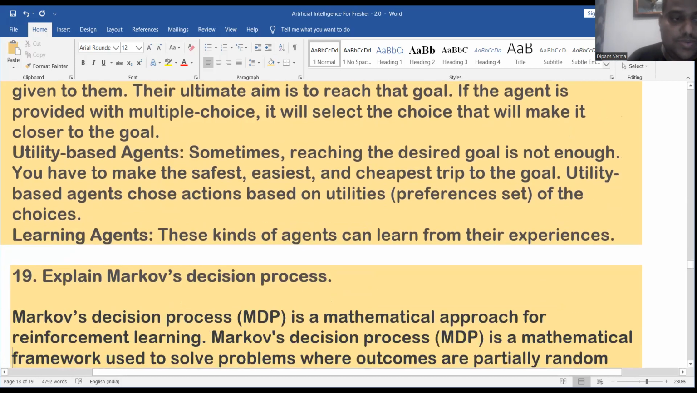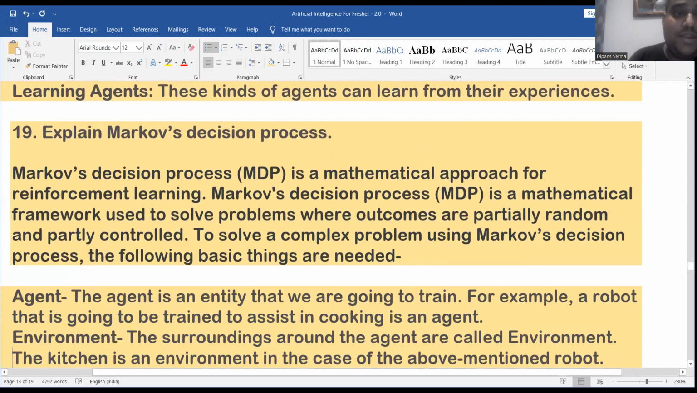So that is also a learning agent. These kinds of agents can learn from their experiences. That's true. Explain Markov decision process.